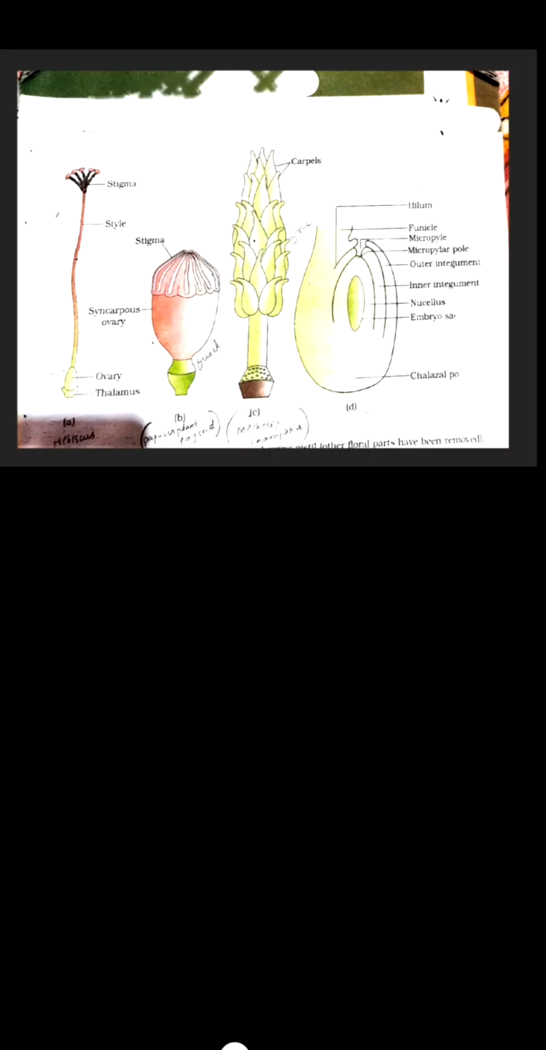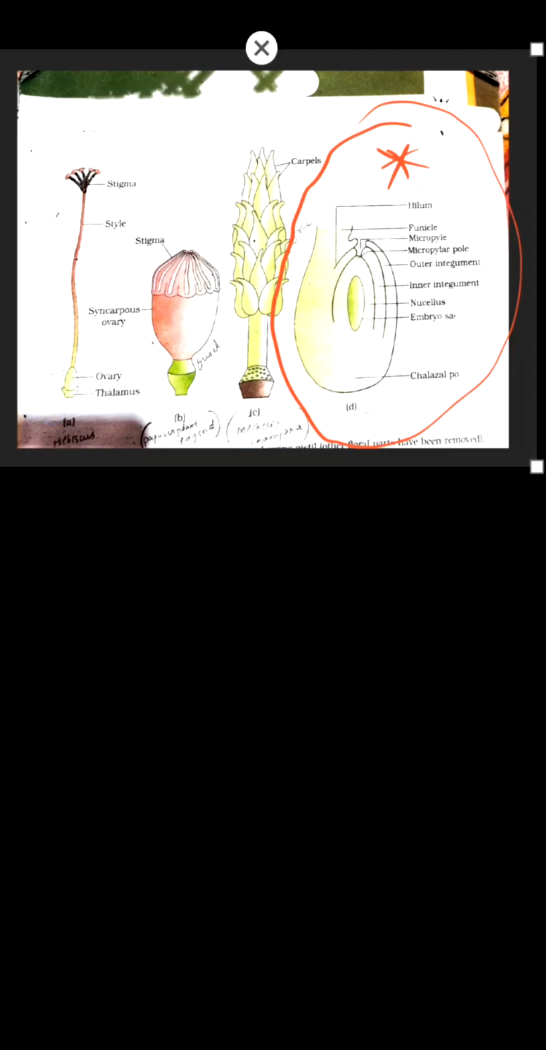Next diagram. Among these four diagrams, the D diagram is the diagram of the anatropous ovule. Very important for your examination purpose. They will ask you to draw and label it. I will explain it later.